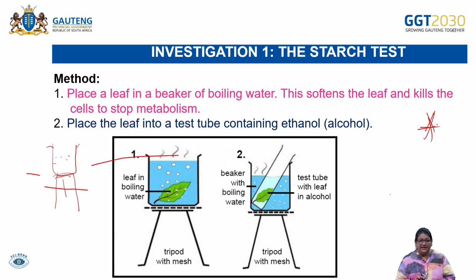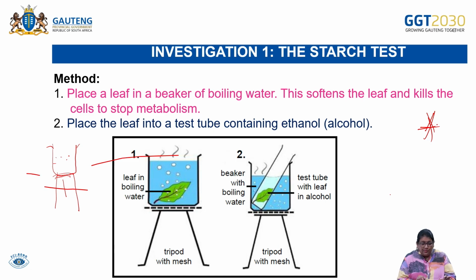You're going to take a leaf from the plant you de-starched, and you're going to put it into this boiling water. Now, when the water boils, it's going to kill the cells of the leaf. So place a leaf in the boiling water. This makes the leaf soft and kills the cells, because you want them to be dead now, but you don't want them to metabolize. You're killing them with the hot water.